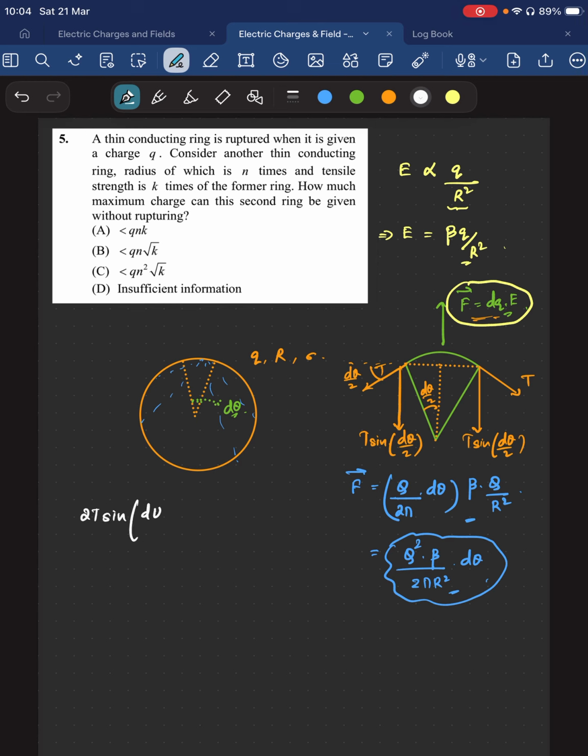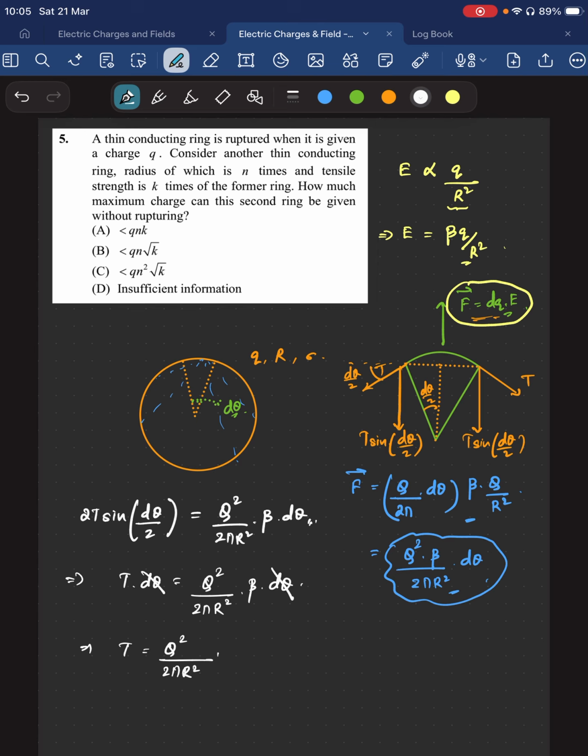is equal to q squared by 2 pi r squared into your proportionality constant beta into d theta, right? Since the angle we're considering is a small angle, we can write sine of a small angle to be equal to the angle itself. So this expression becomes T into d theta is equal to q squared by 2 pi r squared into beta into d theta. D theta gets cancelled. So this is your expression for tension: T is equal to q squared by 2 pi r squared into beta, right?